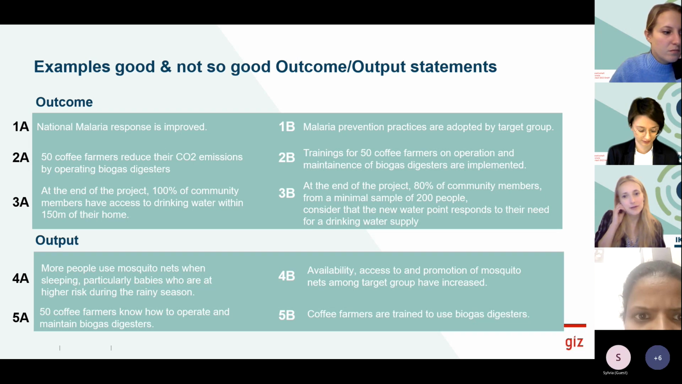So we're now talking about an outcome statement, and your option is either the first one, national malaria response is improved, or is it better formulated if we say malaria prevention practices are adopted by target group? I will give you like 30 seconds or so. Of course, if you have any problems maybe to see the poll, you can also just write it in the chat, no problem.